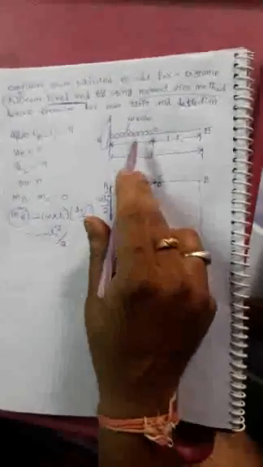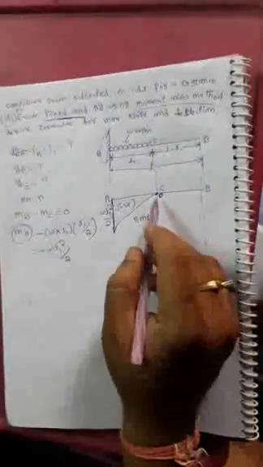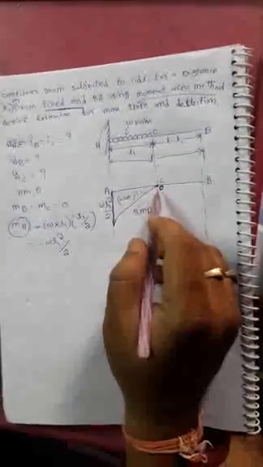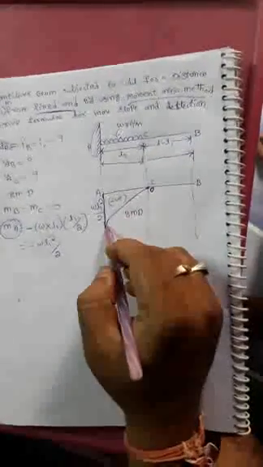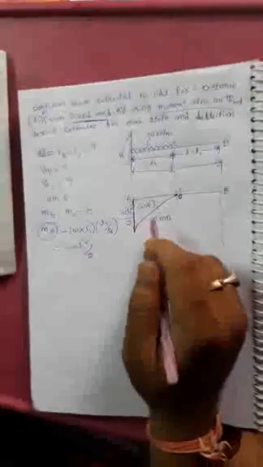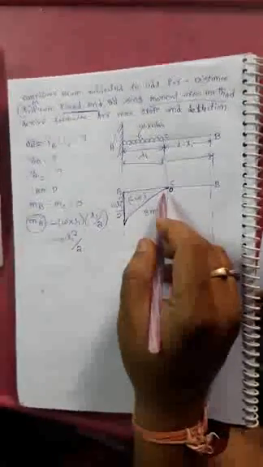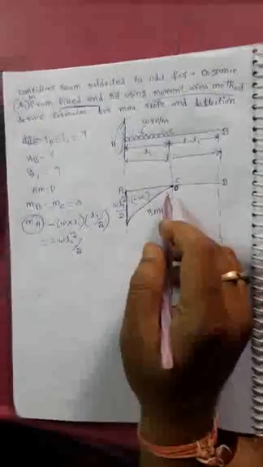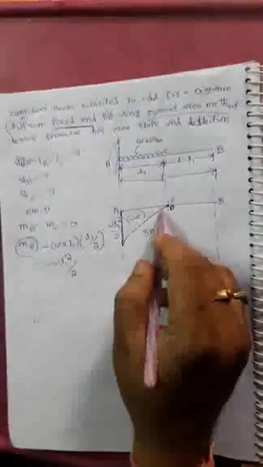So here it is carrying a UDL, so the moment increases from C to A in the form of a parabolic shape, not a sloping line. A sloping line represents a point load, and a UDL is represented by a parabolic curve at the fixed end from C to A. So this is the parabolic shape.